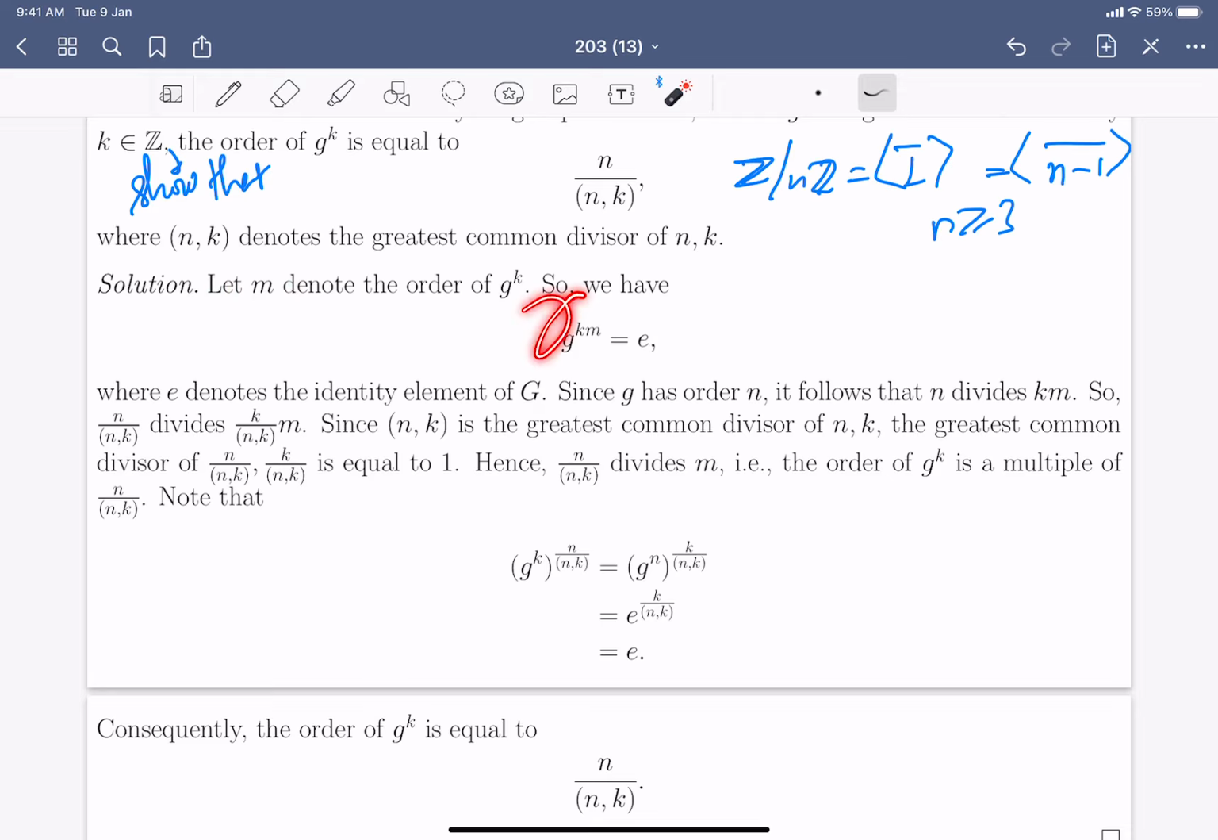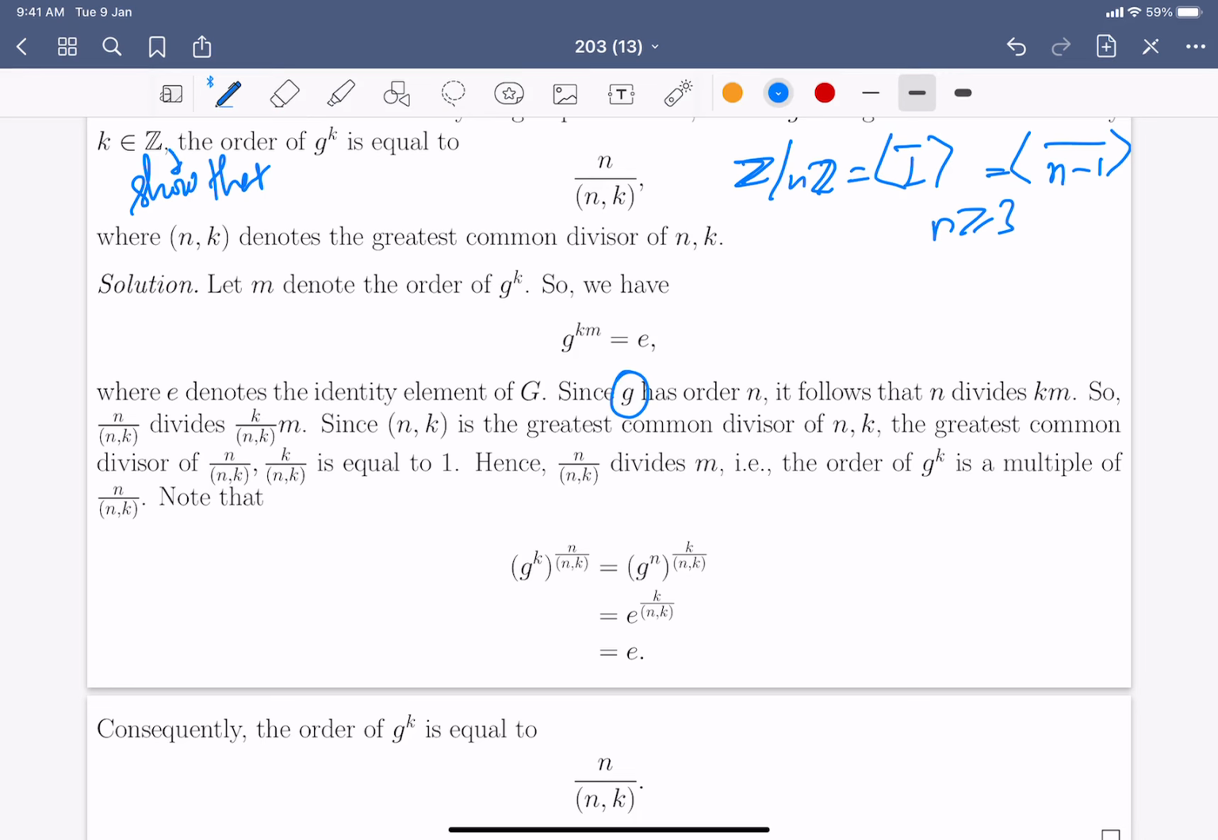Let's denote the order of g power k by m. So we know that g power k raised to m, which is g raised to km, has to be equal to the identity element. Here e denotes the identity element of G, and since G has order n, it follows that n divides km, right?